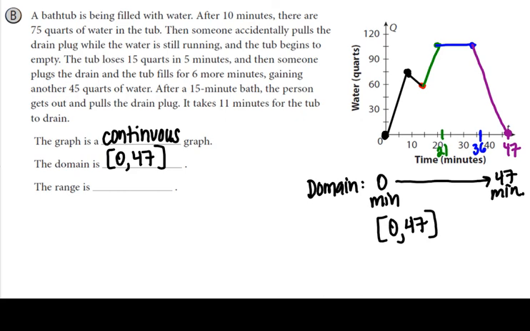The range goes from 0, and it continues all the way up to 105. And it is also continuous. Before, when we first got in the tub, there were 0 quarts, so 0 was included. And when we were in the tub and we reached the maximum number of quarts, it was 105, which was included, and that is a bracket. And that's how we write our domain and our range.